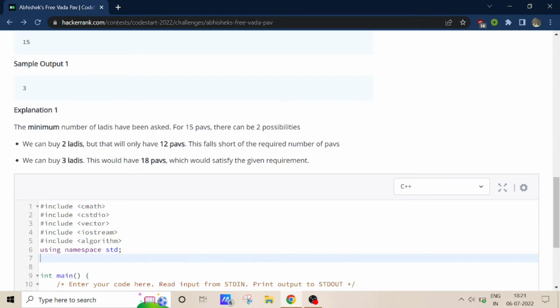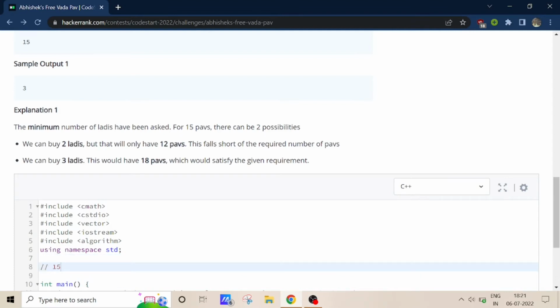Why is it so? Let's see. If I directly divided 15 by 6, then in that case, this would be integer division. And since this is integer division, that would lead to just truncating it to the integral part. And the integral part of this division would be 2. But we know that if we just buy 2 ladis, then that would only consist of 12 pavs. And this falls short of the required number of pavs. Our required number of pavs is 15.